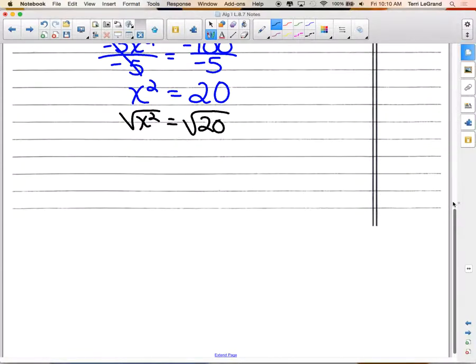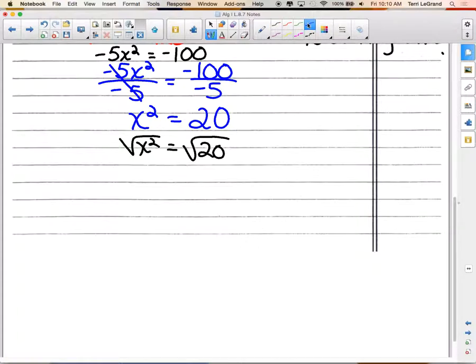And is 20 a perfect square? No. What's the first thing I'm going to write? Plus or minus. Otherwise, we're going to forget it. Yep, otherwise we're going to forget it. Just get in the habit of right away, as soon as you take the square root of x squared, write x equals positive negative.